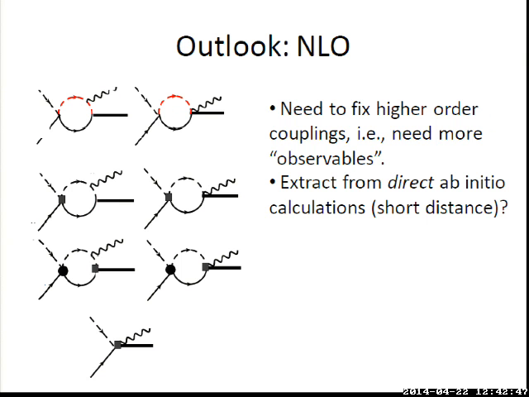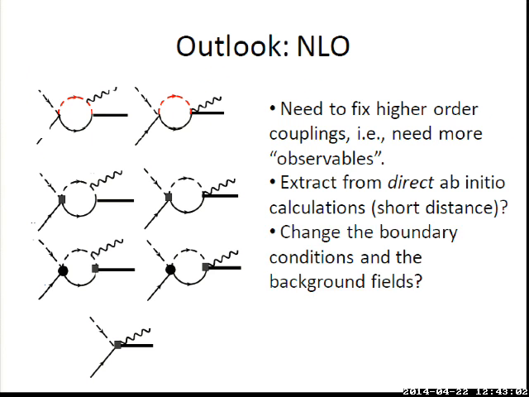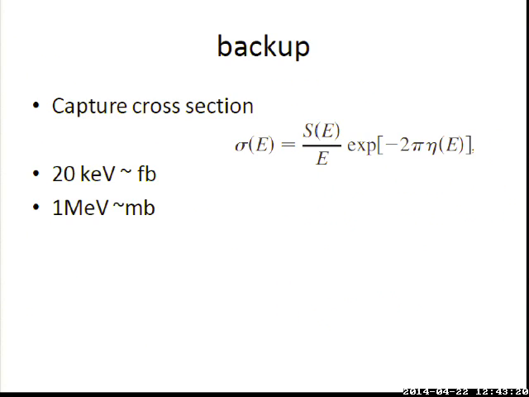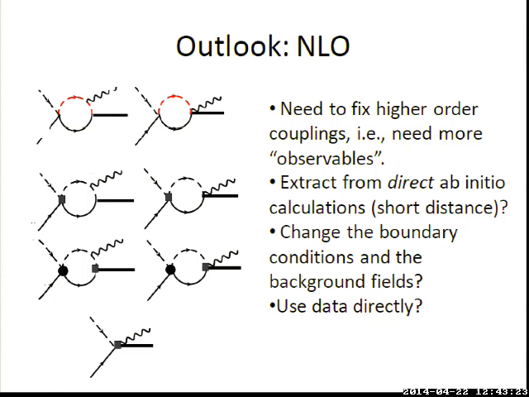There are different ways we plan to pursue. You can extract that from direct ab initio calculations, because you have wave functions, so you can do some matrix element calculation. Or you can manipulate the bound states by changing the boundary condition and the background field. You can use the high-energy data directly, but you have to come up with a smart way. So that's it. Great. Thank you very much.